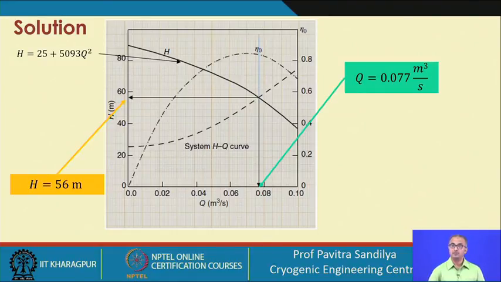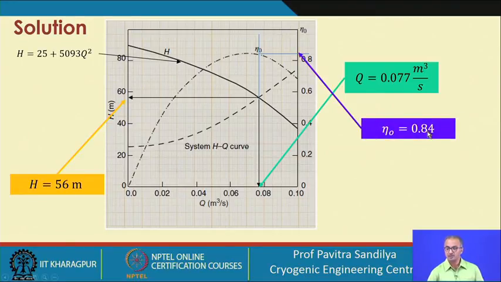And if I want to find out the efficiency of the pump, then we can just simply extend this vertical line up to the overall efficiency curve that is given by the manufacturer and read out from this particular axis the value of the efficiency, and we find that it is slightly more than 80%, that is, about 84%. That means we can say this pump will be working at 84% efficiency with this flow rate and producing this particular head.